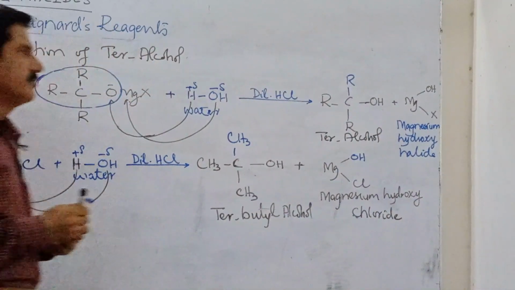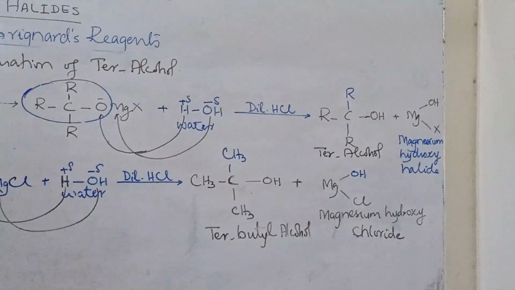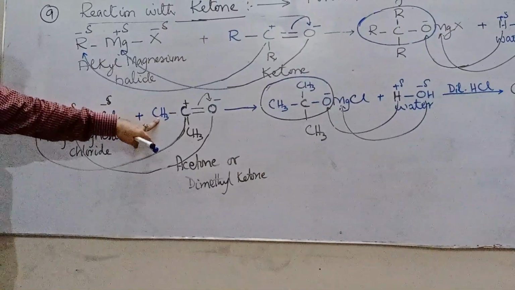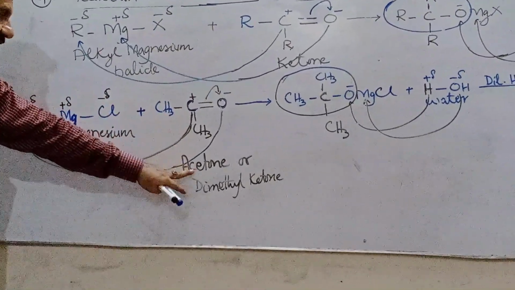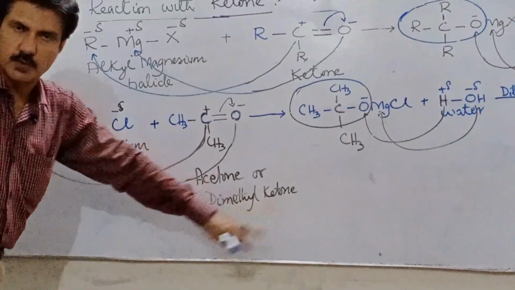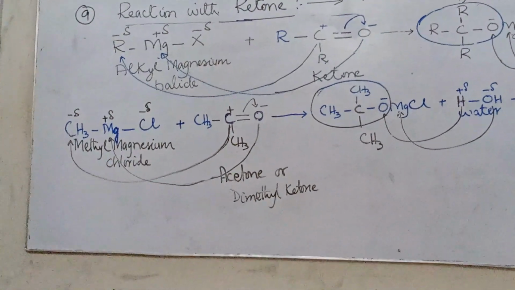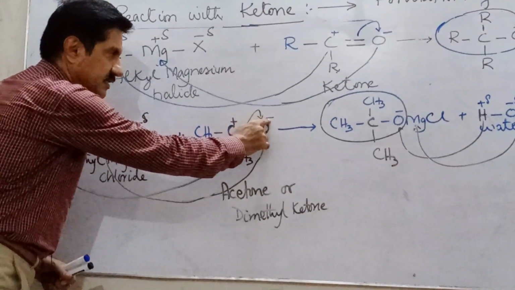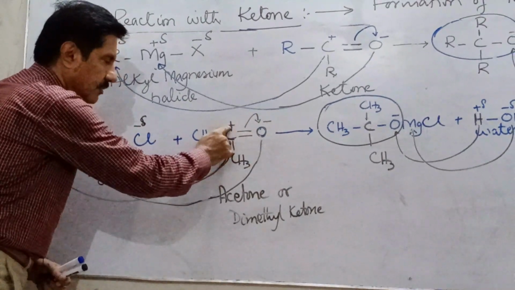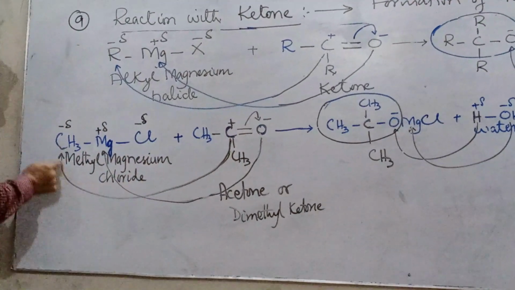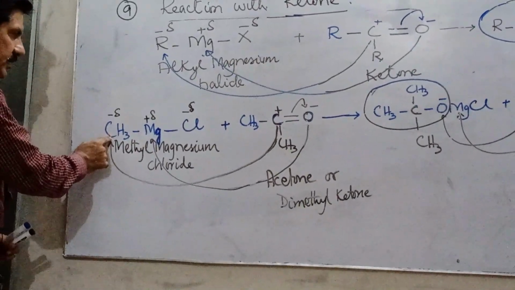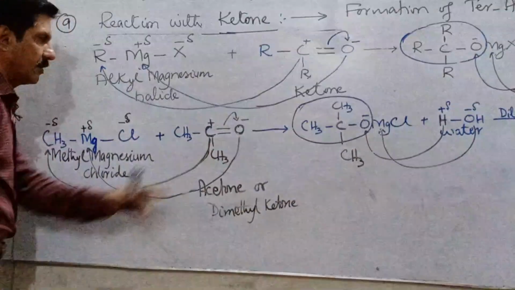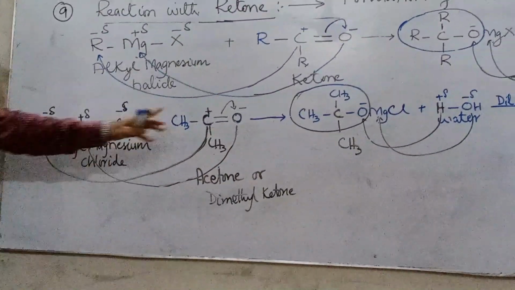along with magnesium hydroxyhalide. Now looking at the example, I have taken methyl magnesium chloride, and I have reacted it with acetone or dimethyl ketone. Acetone is the basic and the first member of the ketone family. So this electron pair shifts to the oxygen atom, making it negatively charged. Carbon acquires positive charge. This carbon will be bonded to the methyl group. As a result, this methyl group will be attached to the carbon. This intermediate product will be obtained, and the oxygen atom will be attached to the magnesium.